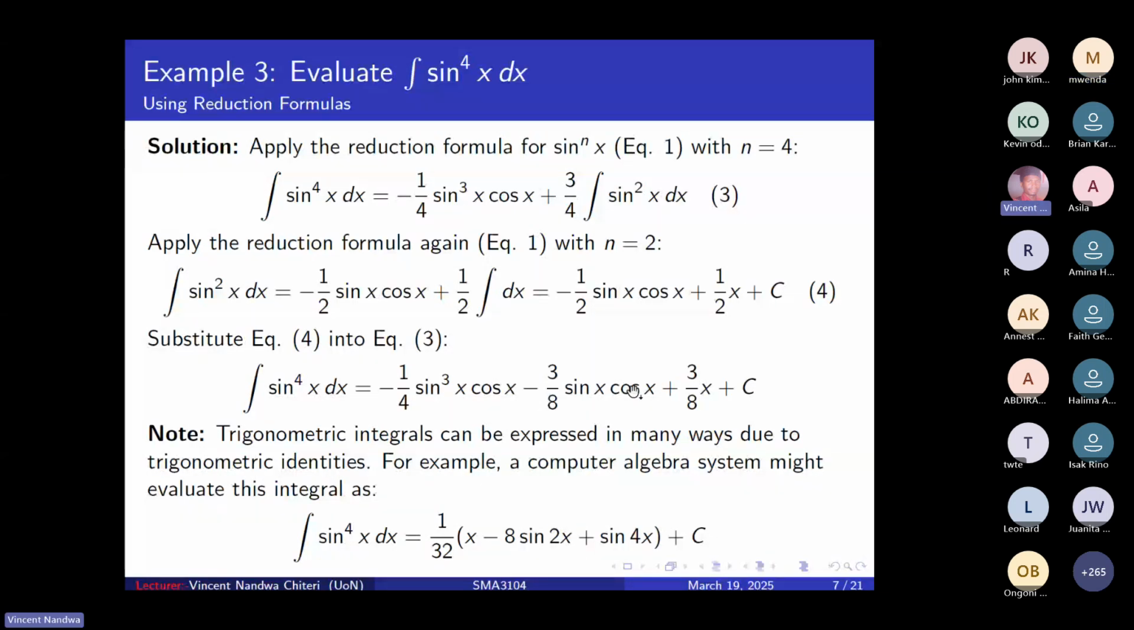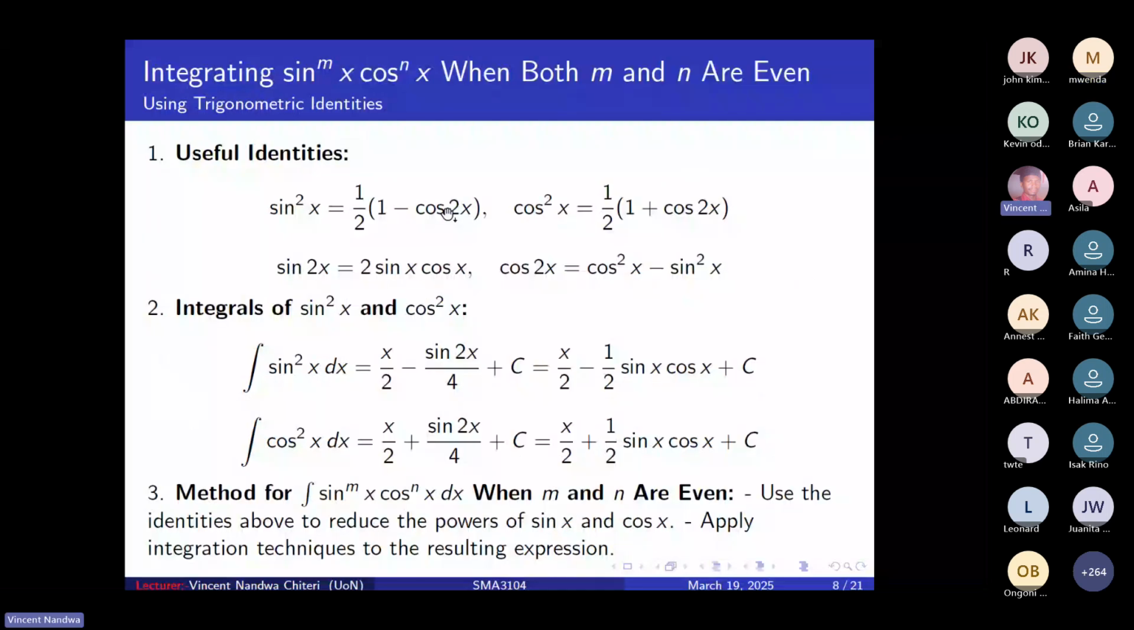So you recall sine squared can be written in this form, cos squared can be written in this form, sine 2x can also be written as this expression, and cos 2x can be written in this form. All these identities or relationships, we derived them in class, so they should not be very new to you. So the integration of sine squared x dx, if you remember what we did in class, if you apply this definition of sine squared x, you'll find that the answer is x over 2 minus sine 2x over 4 plus c.